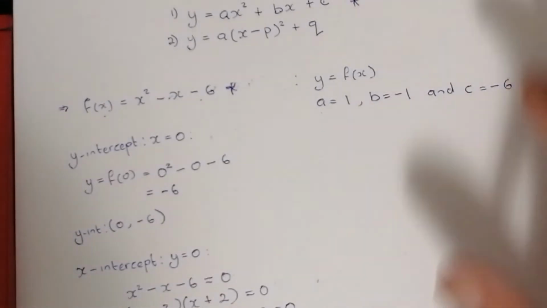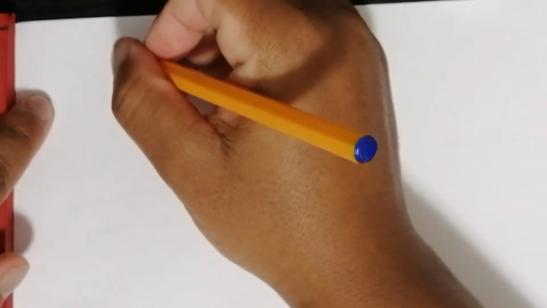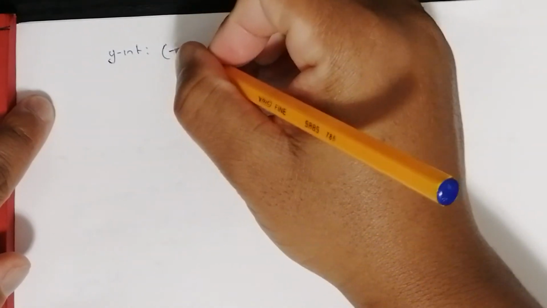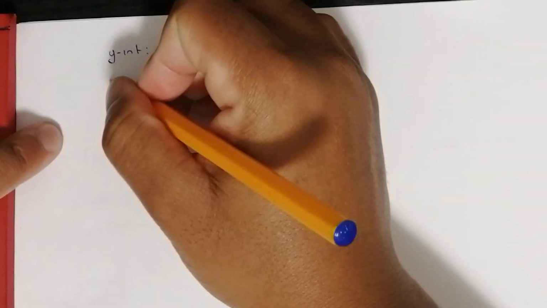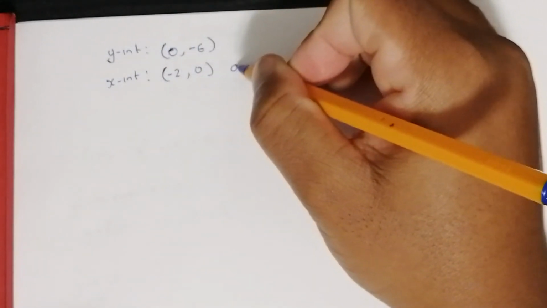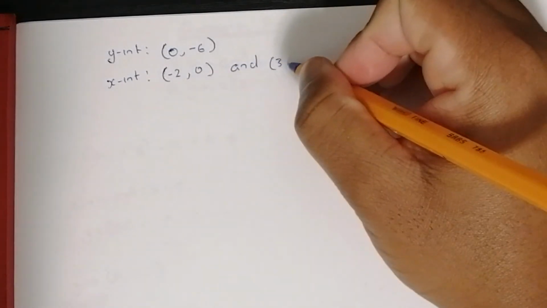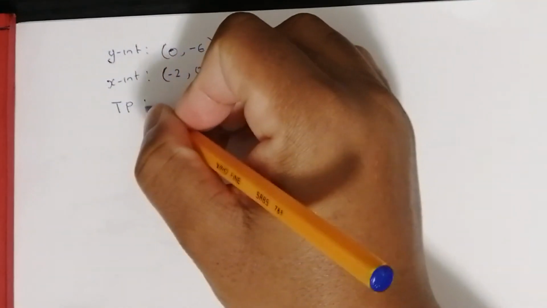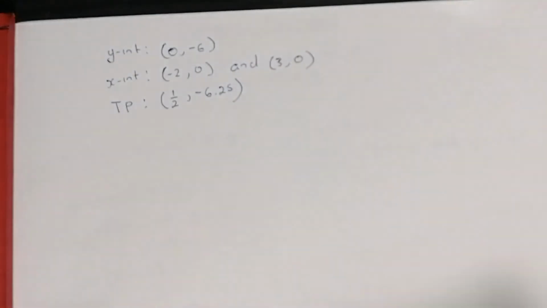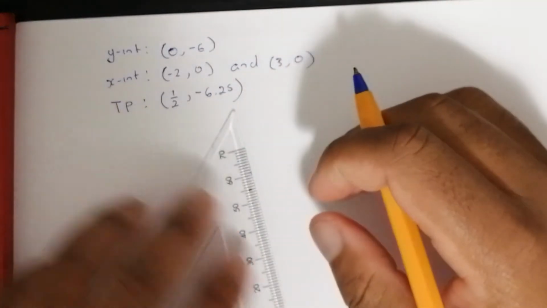Okay. Now that we've calculated all these 3 points, what we're going to do is try and sketch this function. So to do that, let me just write them again on this page. So we have the y-intercept, which is at 0 and negative 6. Then the x-intercepts at minus 2 and 0 and 3 and 0, and the turning point, TP, is at 1 over 2, minus 6.25.